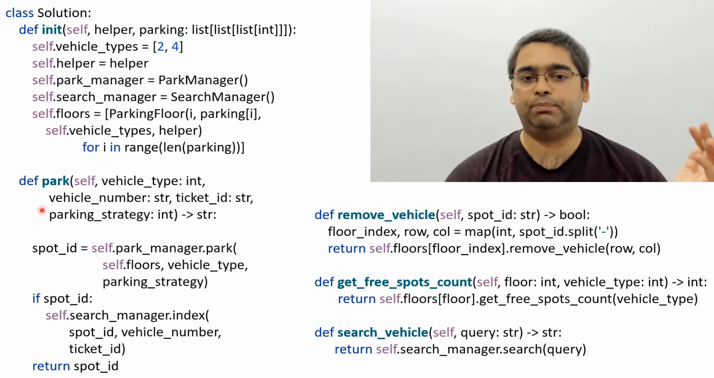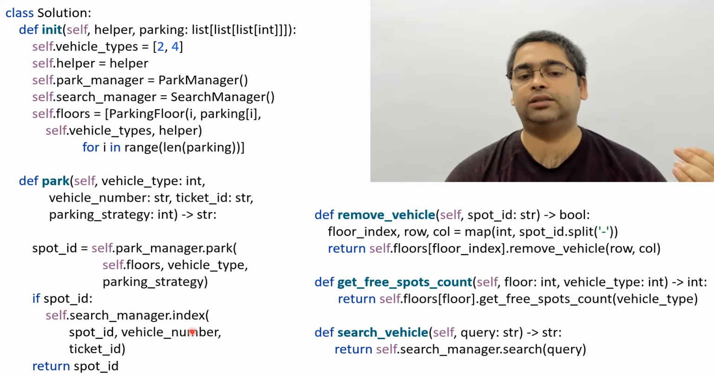For example, for the park method, it calls the park manager and passes it a list of parking floors, the vehicle type, and the parking strategy. If the vehicle is successfully parked, then it gets a non-blank spot ID. Then it indexes the parking details using the search manager that we saw and returns the spot ID.